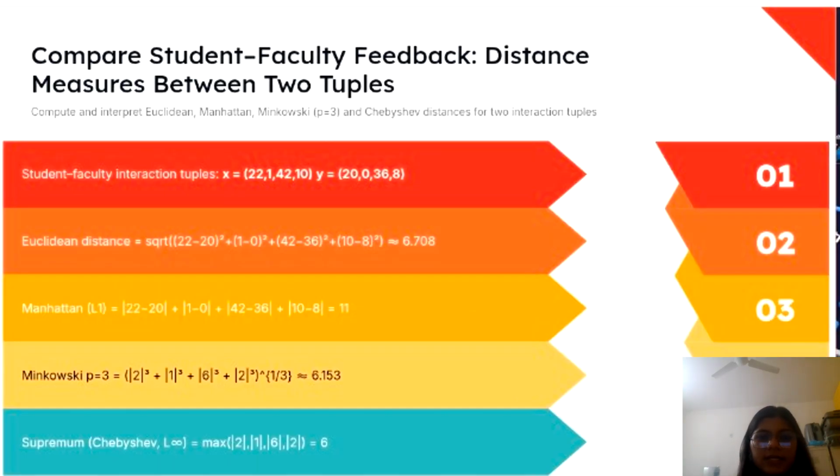Compare student faculty feedback distance measures between two tuples. We have to compute and interpret Euclidean, Manhattan and Minkowski distance for two interaction tuples. Student faculty interaction tuples x and y are given. What is Euclidean distance? The square of 20 minus 22, and so on, we find here the Euclidean distance through this formula. Manhattan L1 is equal to 11, Minkowski is equal to 6.9, and supremum is equal to 6. Next.